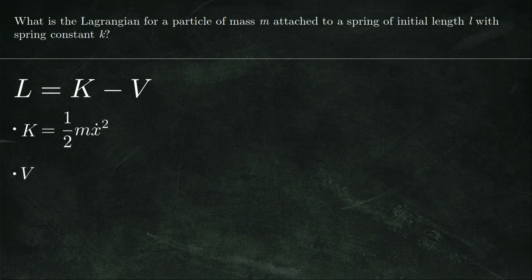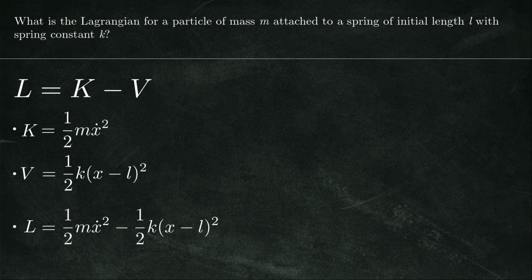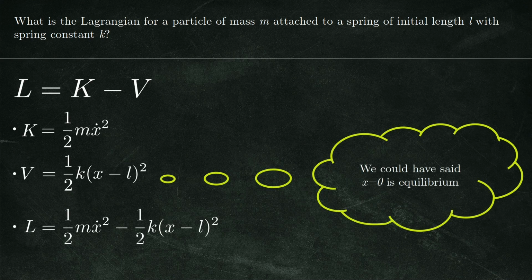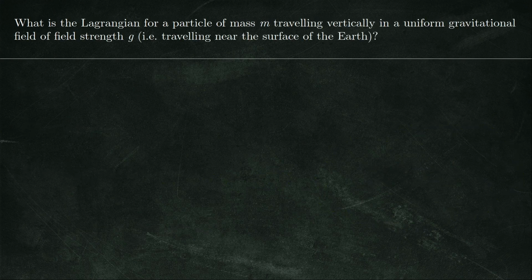And then the potential energy, this is a half k times the extension squared, where the extension is x minus the initial length of the spring. And so our Lagrangian is a half mv squared minus a half k times the extension squared. And now we could have said that x equals 0 is the equilibrium position. We could have chosen different coordinates.